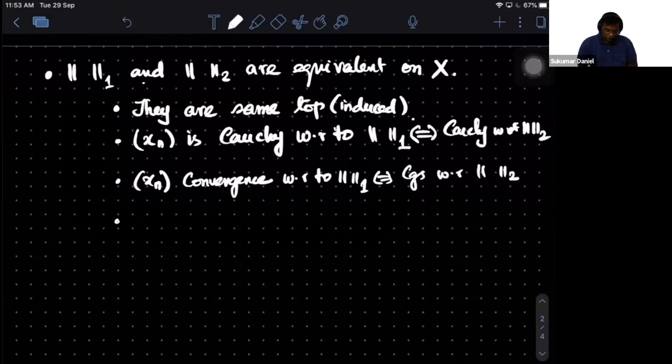Okay. Right. I'll ask another question. Suppose A, a subset of X, is bounded, again with respect to one norm. Can you also conclude the same? A is also bounded with respect to the other norm? Yes.